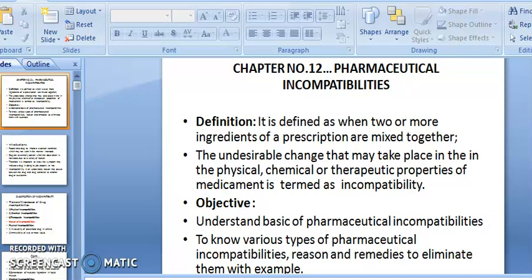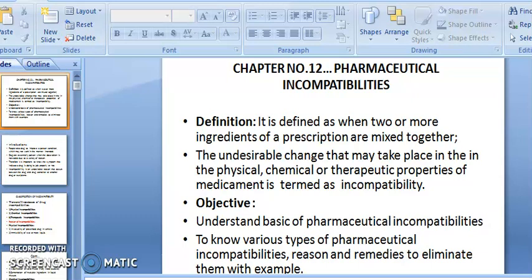When you are combining one or two ingredients in your prescription, or you are to formulate the dosage form, in that case an undesirable change may take place in the physical, chemical or therapeutic properties of the medicament, which is termed incompatibility.